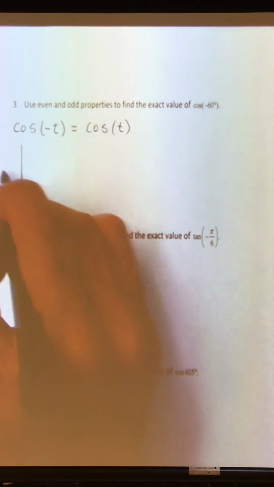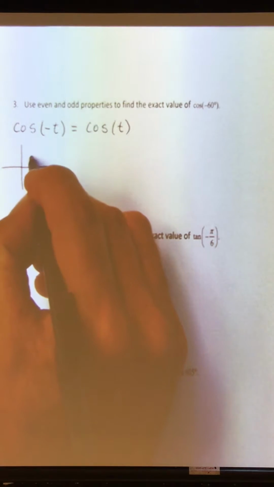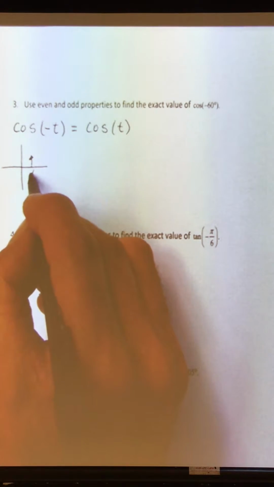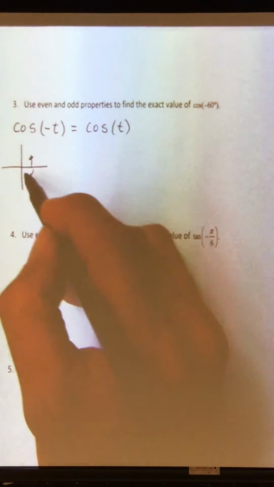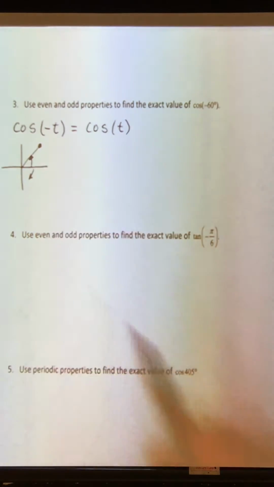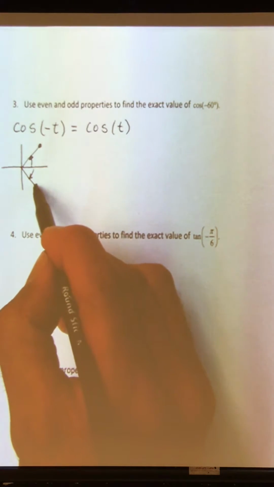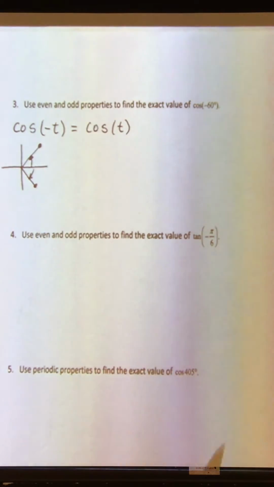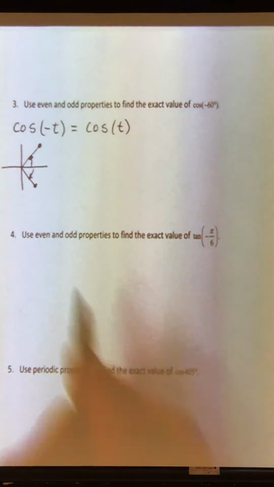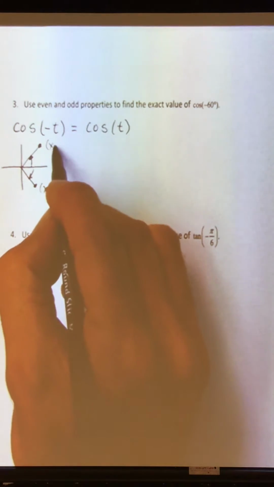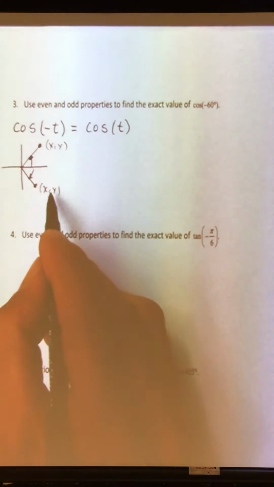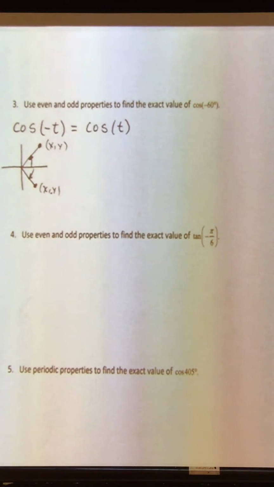And why that's true is that a positive angle is rotated this way, a negative angle is rotated this way. But cosine tracks the x-coordinate. So an x-coordinate at a point there, and the x-coordinate at the same angle, just the negative angle rotates to quadrant 4, will have the exact same x value. The y value will be negative in that quadrant, but the x value remains the same, and that's why the cosine is an even function.